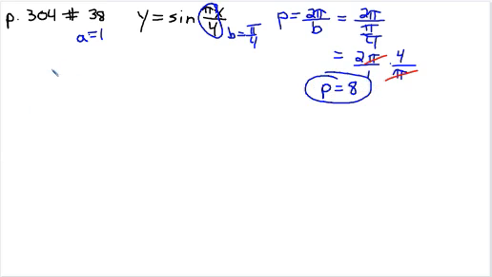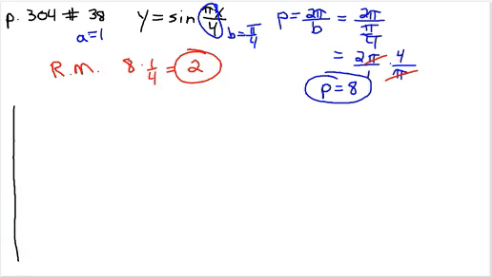I also need to find my road markers. So I told you that the road markers are always the period times 1/4. So the road markers in this case are 2. I believe on this problem in the book they told you to do 2 periods, but we'll start with 1 and then continue on.